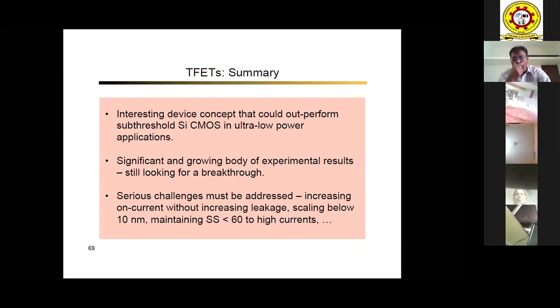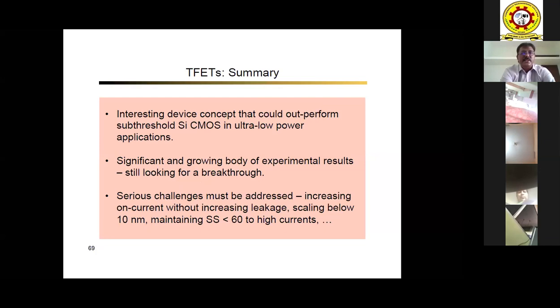Nanowire also is a promising candidate. As I said, each candidate has certain pros as well as certain cons. An interesting device concept that could outperform subthreshold silicon CMOS in ultra low power. Okay, subthreshold slope is quite good in TFETs. A significant and growing body of experimental results, still looking for a breakthrough. Serious challenges must be addressed, like increasing on current without increasing leakage, scaling below 10 nanometers, maintaining subthreshold swing below 60 at higher currents. They are some of the challenges.